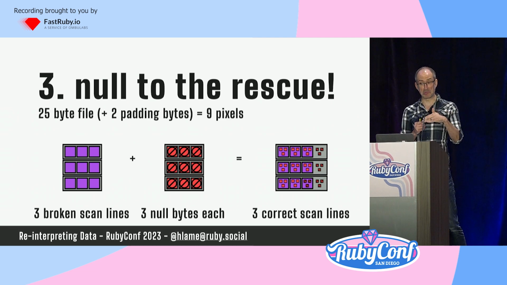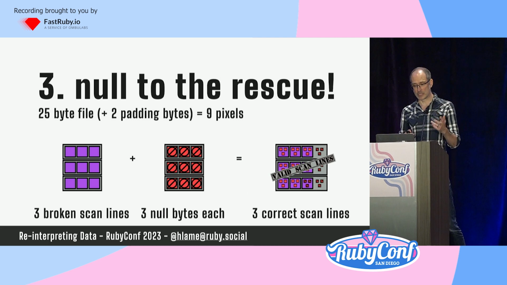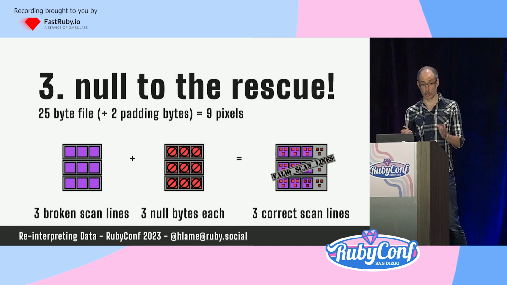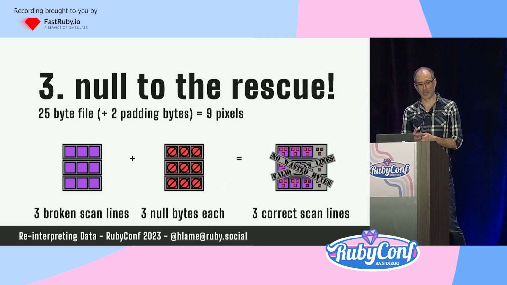Instead of adding null bytes to the end of the file, what if we add them to the end of the scan lines? So, yeah, this gives me valid scan lines of 12 bytes, which is good. And we've not wasted any bytes, which is also good. So that's that problem solved.